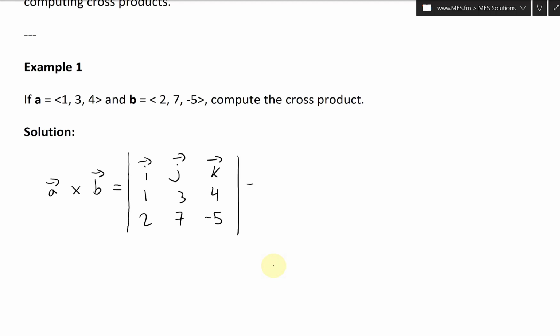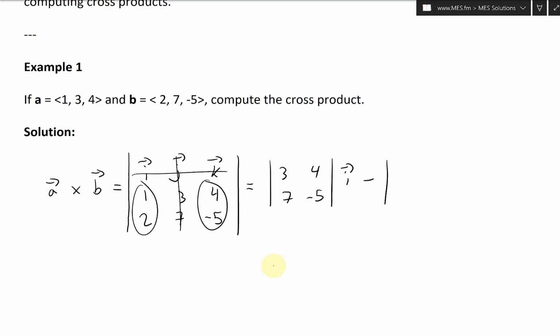All right, so now this equals, let's expand this out. Remember, you would highlight this one, cross out the row and column, and then take the determinant of this second order one. This is going to be 3, 4, 7, -5, and then i. The next one's going to be minus, and the same thing, cross out. We're going to be left with 1, 4, 2, -5, like that.